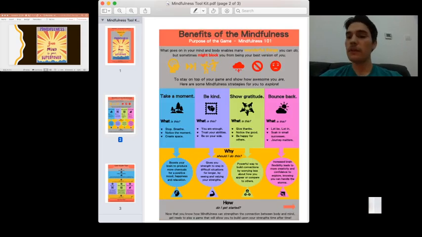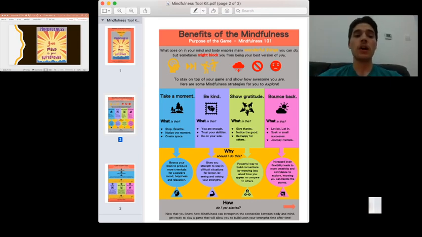So the benefits of mindfulness is kind of an introduction again. The purpose of the game: what goes in your mind and body enables many wonderful things you can do. But sometimes some things might block you from being the best version of yourself. Some stresses, some emotions, some outside experiences might stop you from being the person you want to be or the person that you feel like being, right?